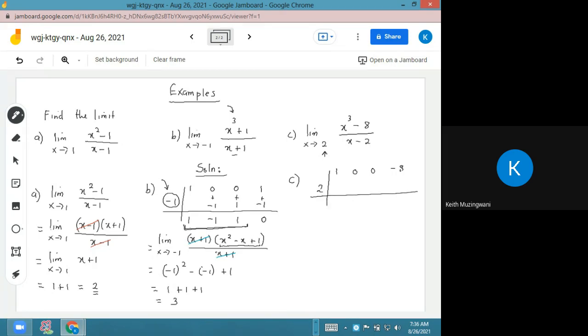And then bring in 1, I drop it. 2 times 1, you get 2. We add, we get 2. 2 times 2, we get 4. We add, we have 4. 2 times 4, 8. We add, we get 0. So this is a quadratic. What name did we call it under polynomials? We called it the quotient.